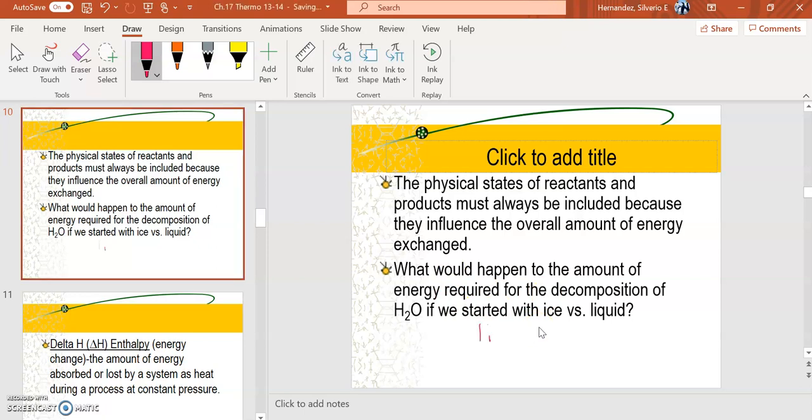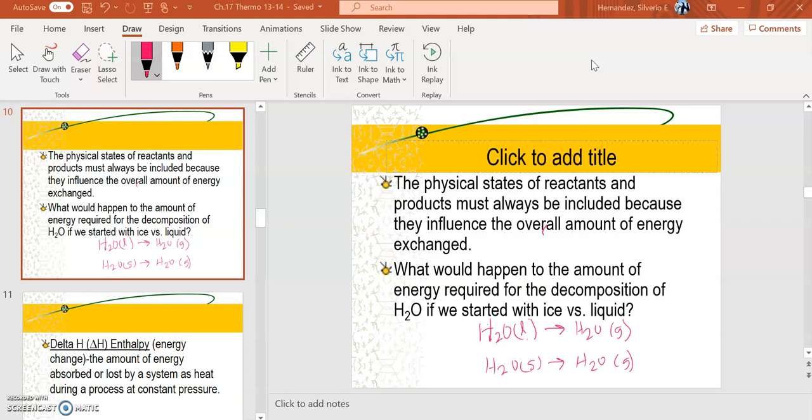taking water, my pen's acting up. Okay, so let's say I was converting liquid water into water vapor. That's going to require a certain amount of kilojoules of energy to do that.